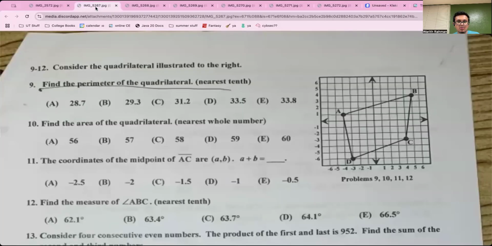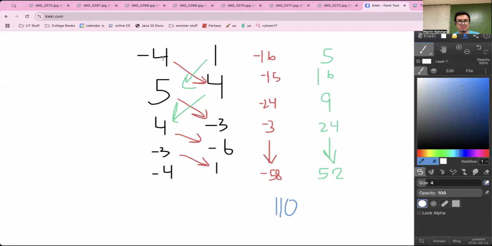5, 4, 4, negative 3, negative 3, negative 6. Okay, looks like I wrote these right. Negative 16, negative 15, negative 24, negative 3, 5, 16, 9, 24, negative 31, negative 34, negative 58, 5, 16, 21, 30. Oh, this is a 54. Okay, sorry, chat. So this is 54.